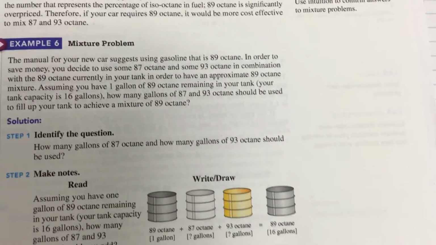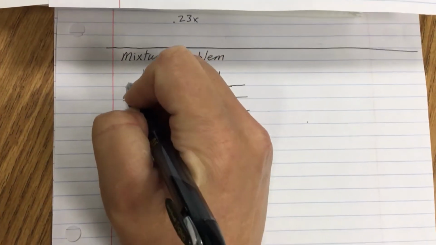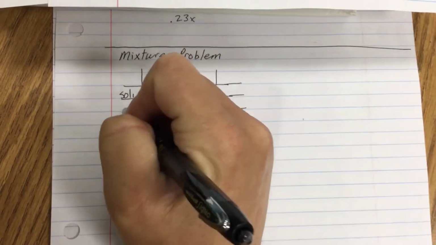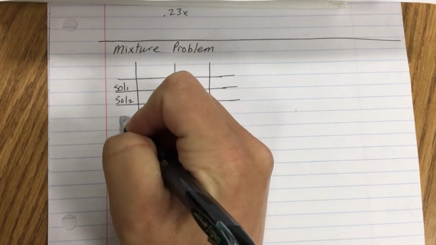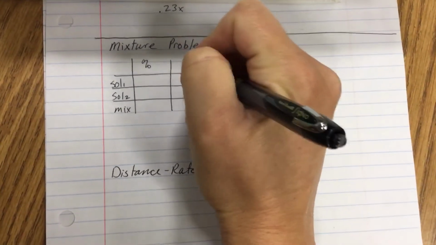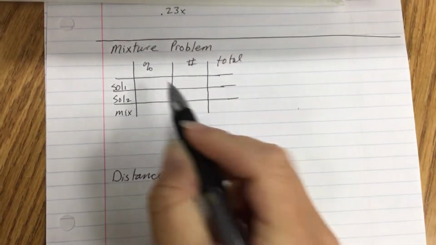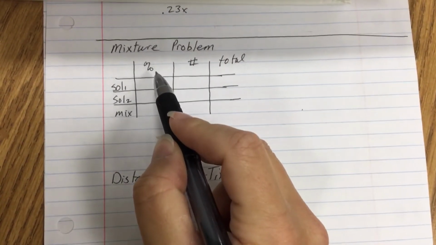So the first thing I do when I make these problems is I do a chart. And I do solution 1, solution 2, and the mix. I do percent of whatever it is we have, and the amount of whatever it is we have, and the total. In this case, it would be percent octane.